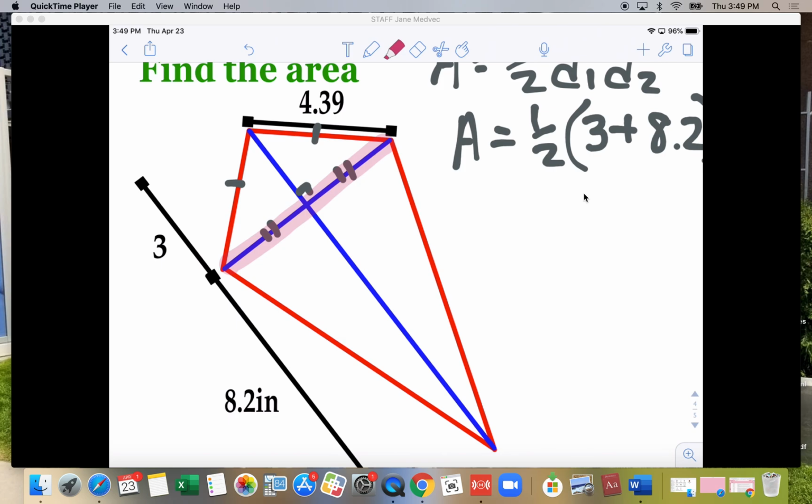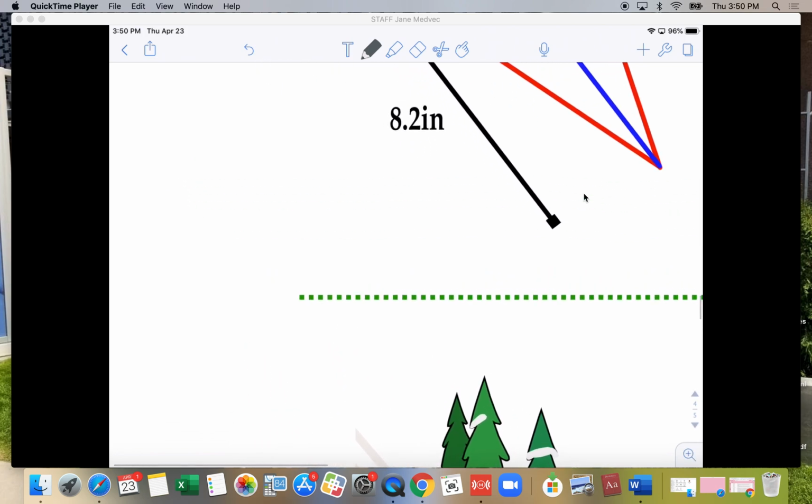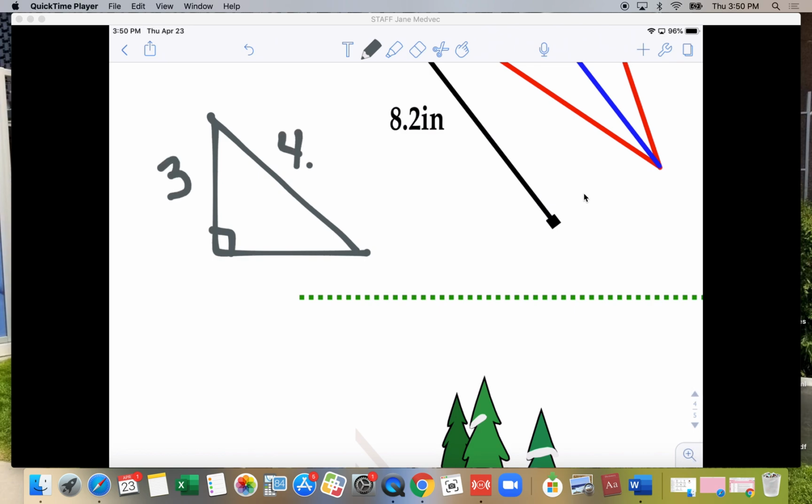I know that the diagonal was cut into 2 pieces. I know that it's a 90-degree angle. And I know that this piece right here is 3, because of this 3 out here. So I'm going to pull out this triangle right here to try to find the base of the triangle. I'm going to bring it down here. This is 3, this is 4.39, and I'm going to call this M.